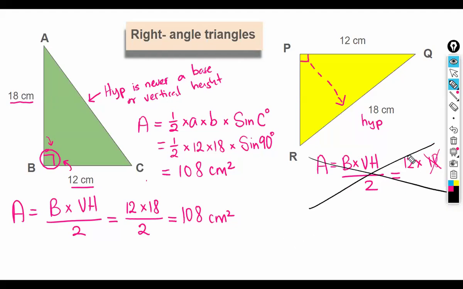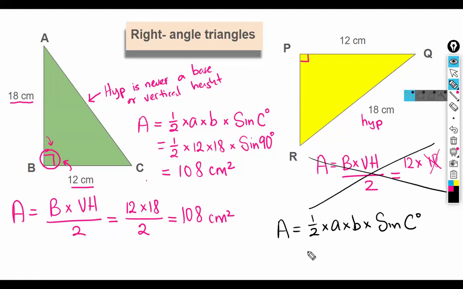Right. So can we use the other formula? Area is a half by A by B multiplied by sine capital C. Can we use that formula? One person said yes. All right, let's see if they are correct.